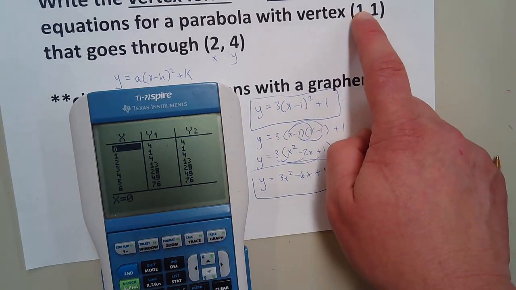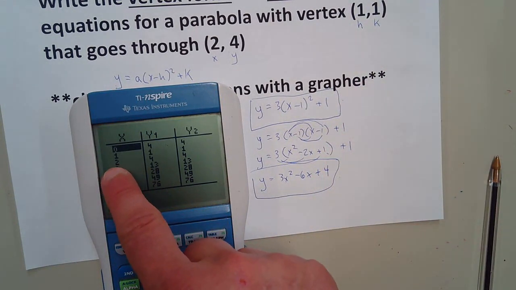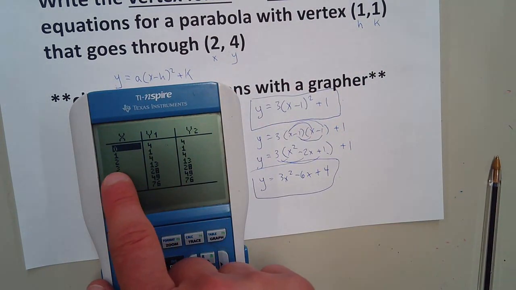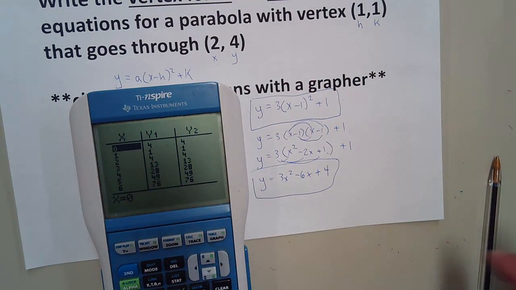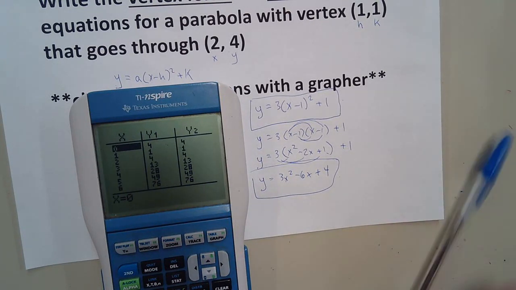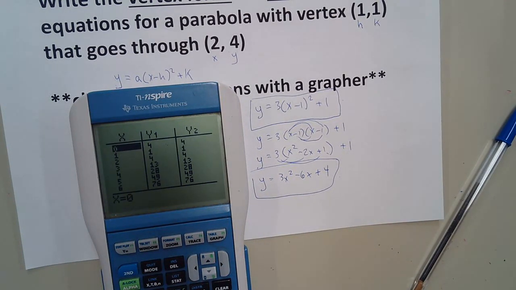You can also double check that it's got the vertex. So yeah, it's got the vertex at 1, 1. It's got the coordinate 2, 4. So you know 100% these answers are correct. It's a really useful thing for quizzes and tests to know if you're right.